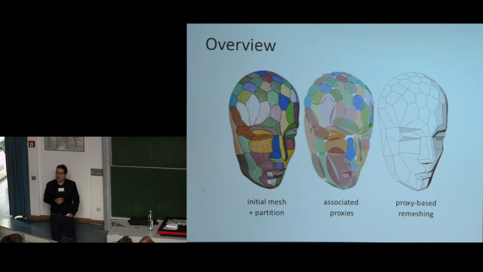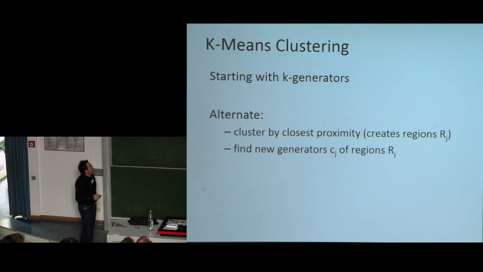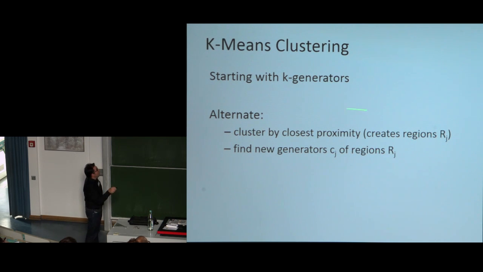Now, once you have a partition, it's not a trivial matter to generate a mesh. How do you do that? Now we have performed here a so-called discrete partition. So this is the algorithm. It's in fact an analog of the K-means clustering algorithm, nothing else. We alternate clustering by closest proximity, and we find new generators.